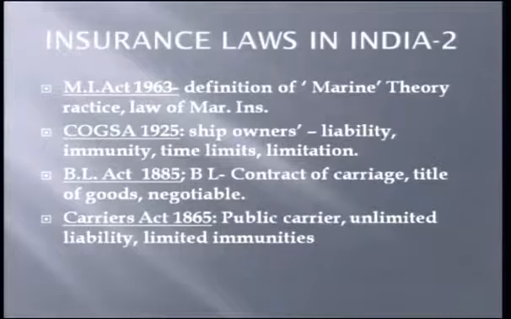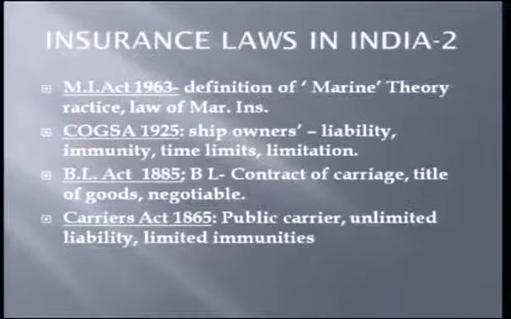The next law applicable to transportation by sea is the Carriage of Goods by Sea Act 1925. It is popularly known as COGSA. COGSA spells out ship owners' liability for operation of ships on water, and immunities, meaning the circumstances under which they are not liable. For example, in case of fire, storm, or collision, if they are not at fault, the liability will not arise. So these are called immunities, which are available under certain circumstances.